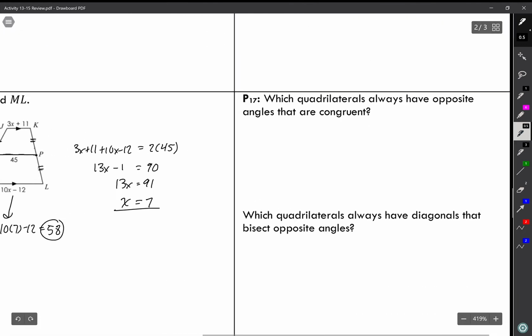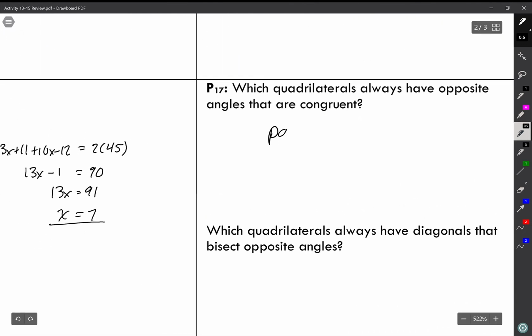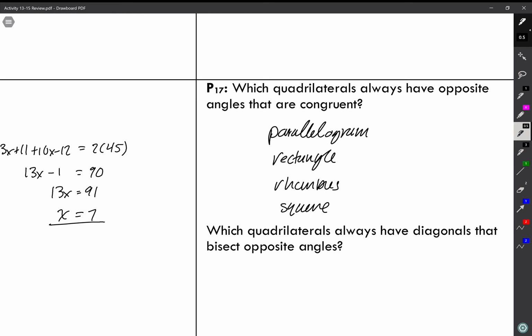I know my quadrilaterals that will have that will be parallelogram, rectangle, rhombus, and square. It's a very neat and nifty thing to remember, okay? All rectangles, rhombuses, and squares are parallelograms. So if we know a property works for a parallelogram, then it automatically has to work for those three as well, okay? Which quadrilaterals always have diagonals that bisect opposite angles?